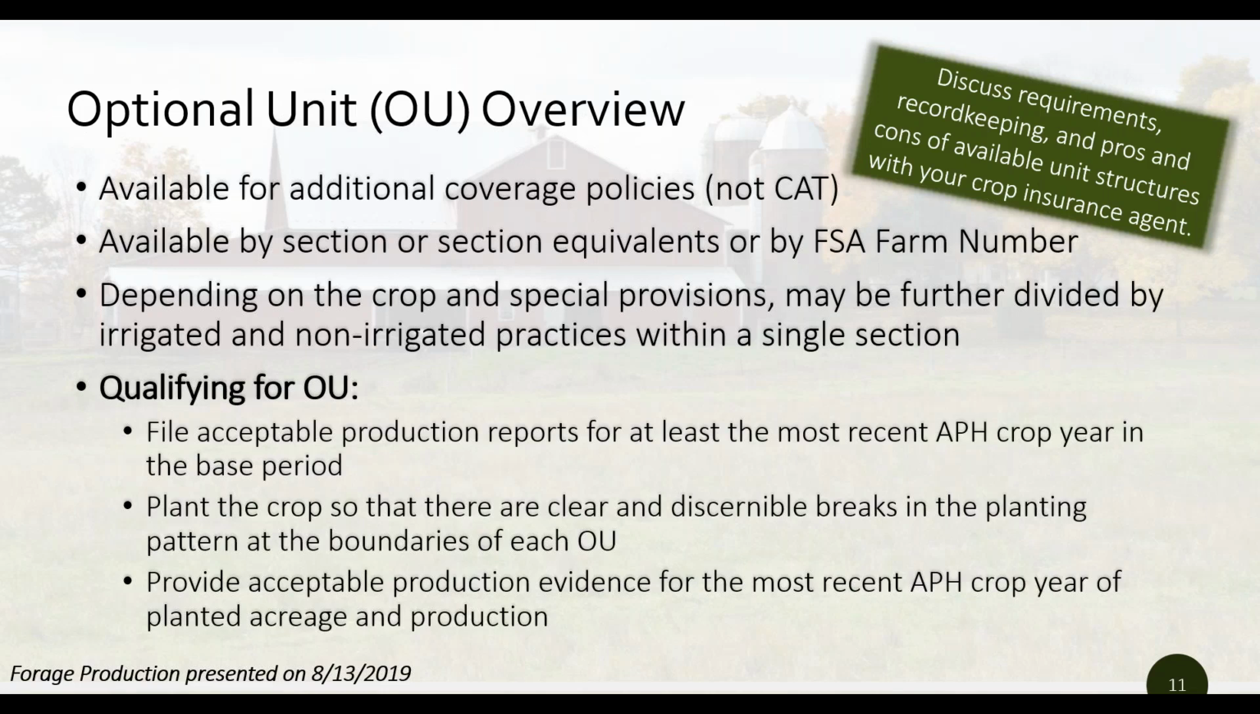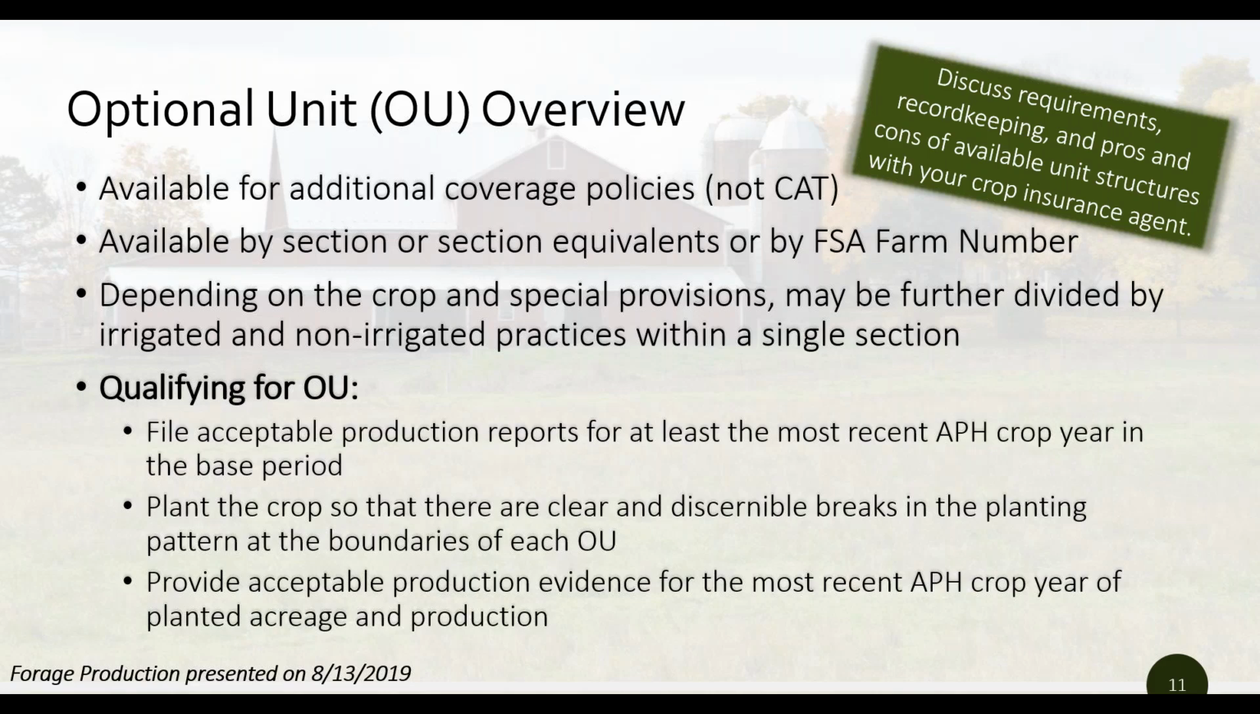Now, optional units are allowed by section or sectional equivalent under the Common Crop Insurance Policy, or by farm's FSA farm number. Depending on the crop and special provisions, you might be able to subdivide those optional units by irrigated practice. In Pennsylvania, subdividing basic units into optional units by irrigated and non-irrigated are not available. Although the optional unit structure will require a higher premium, it does allow for losses to be paid on a more granular level than the basic units. There's a smaller land area involved in determining damage and production.